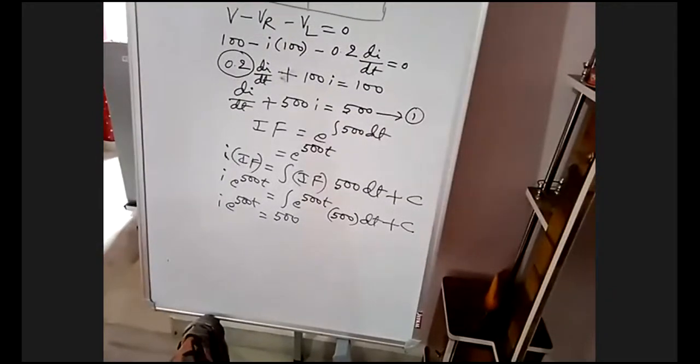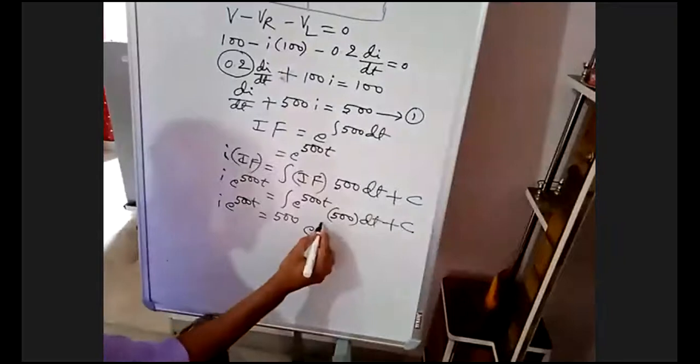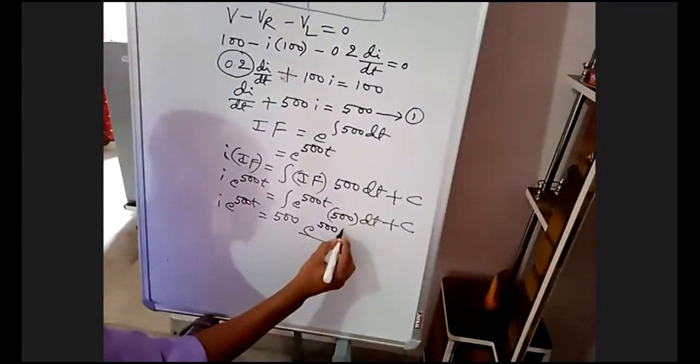Okay, see here. Now, integral of e power 500 t dt. What is the integral of e power 500 t? E power 500 t by 500. Okay.